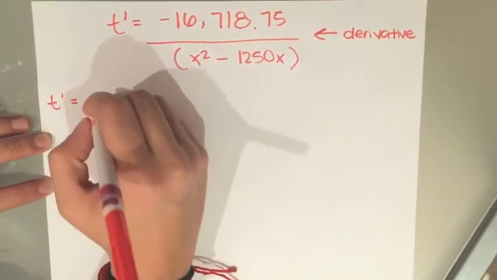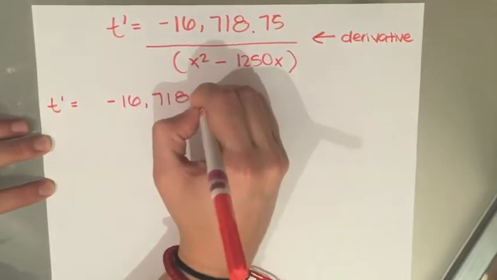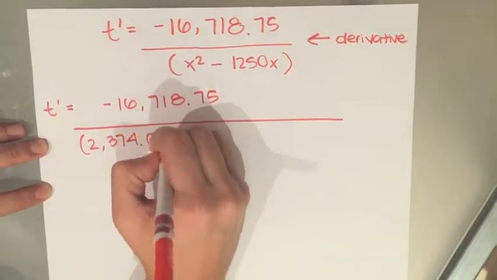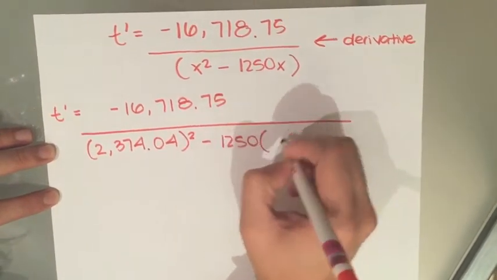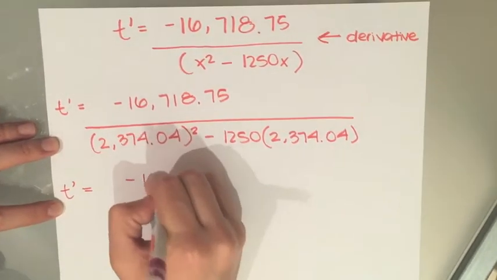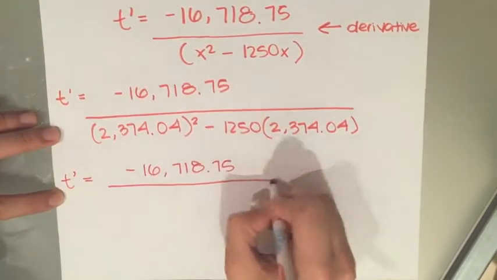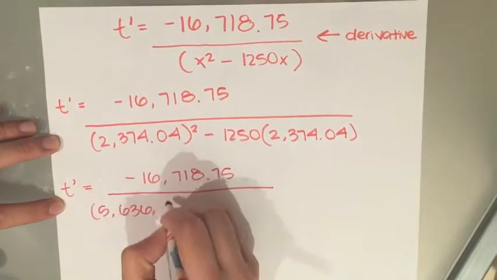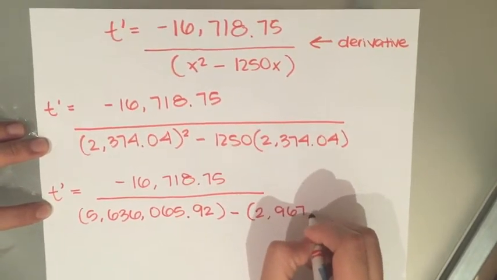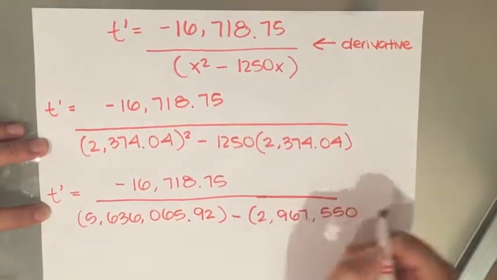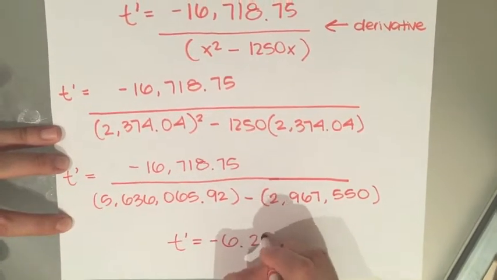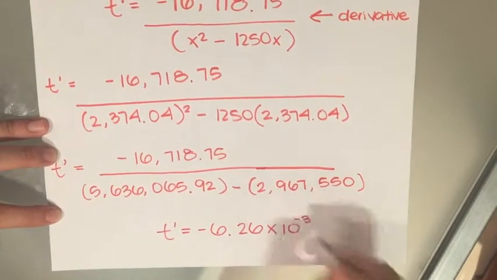After this, we can finally solve the problem, which is plugging in the value of the x in the equation of the derivative. So we plug in 2,374.4 in every single x, as we can see in the video. After this, we plug in the numbers in the calculator, and we finally got the final answer.